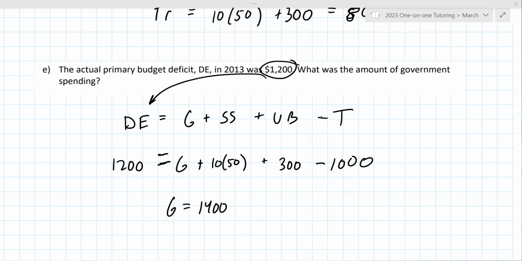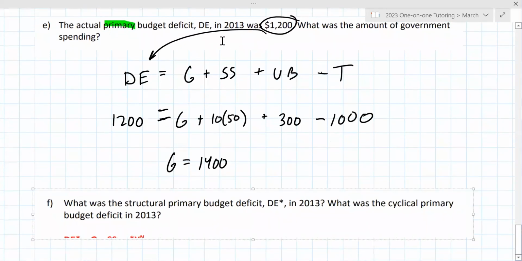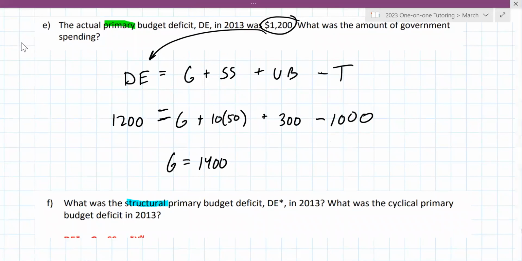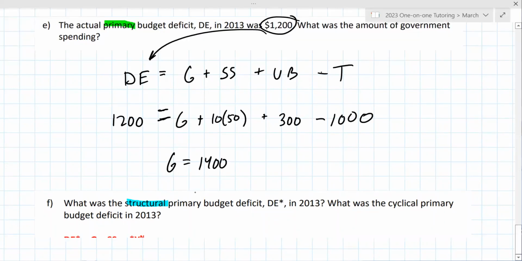Okay, so notice the keyword here, it's primary in this problem. And then in part F, it's structural. And I guess there's a difference. That's a key thing to notice: actual versus structural. Yes, because the equation changes here. They go to DE star, and the DE star equation is somewhat similar, but it's G plus SS minus T. So it does not include the unemployment benefit for some reason. I might ask, what's the difference between primary and structural? I see the UB drops out, but that's just the math.